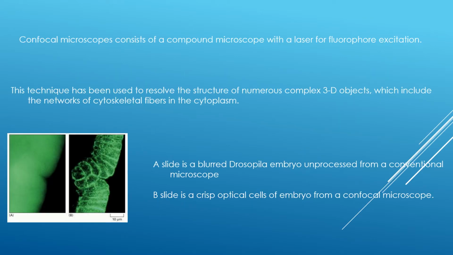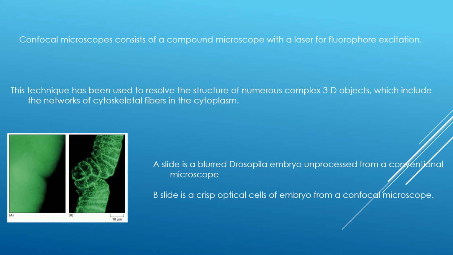Confocal microscopes consist of a compound microscope with a laser for fluorophore excitation. The technique has been used to resolve the structure of numerous complex 3D objects, which include the networks of cytoskeletal fibers in the cytoplasm.